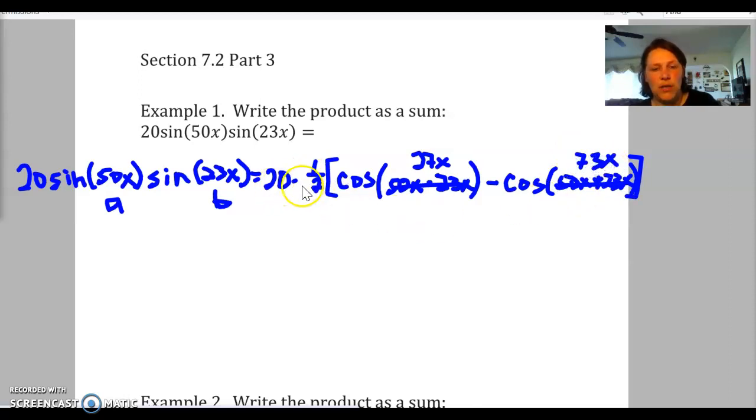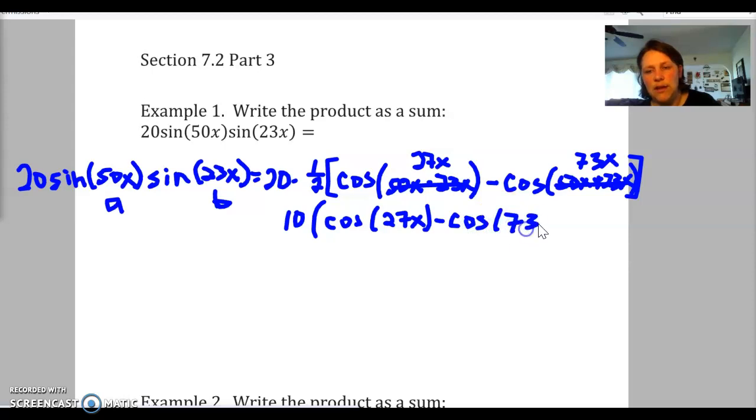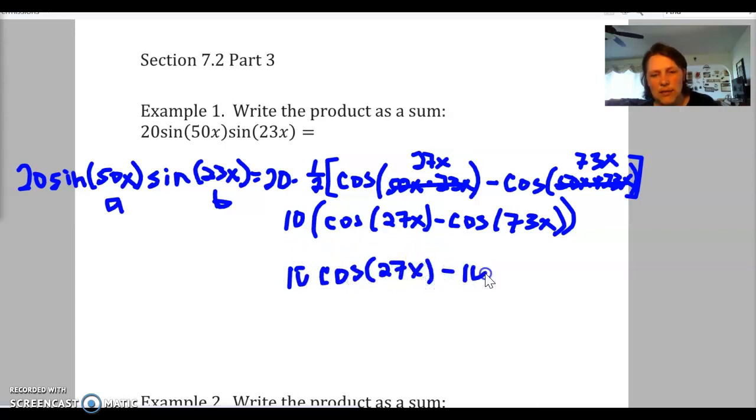Okay, and then 20 times 1/2 is going to be 10. So we have 10 times cosine of 27x minus cosine of 73x. And then we want to get rid of as many parentheses as we can, so let's multiply that 10 through. So 10 cosine 27x minus 10 cosine 73x. And that is our solution for example number 1.